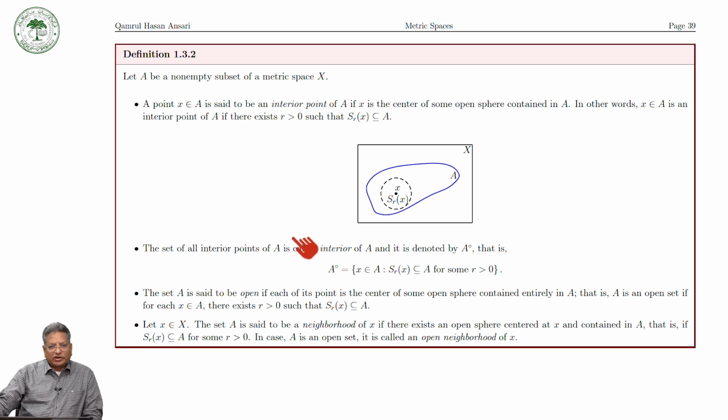The set of all interior points is called the interior of a set, and this set A is called an open set if each of its points is the center of some open sphere contained in A. That is to say, a set is open if and only if each of its points is an interior point of A. And the set A is called a neighborhood of the point x if there exists an open sphere centered at x contained entirely in it. Of course, if A is open, then it is called an open neighborhood of x.